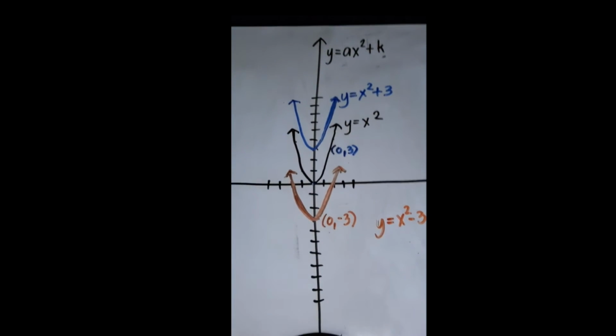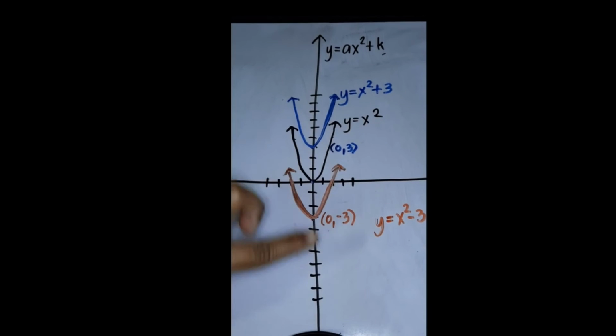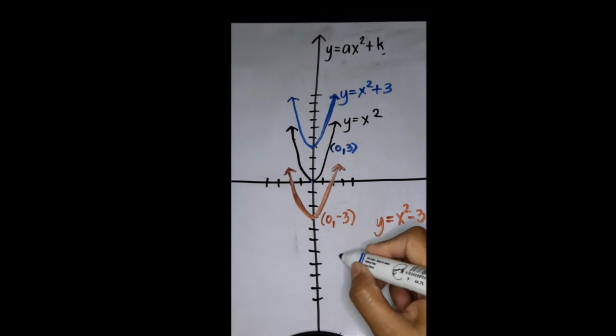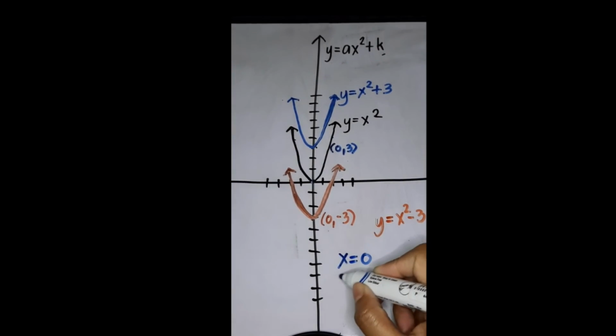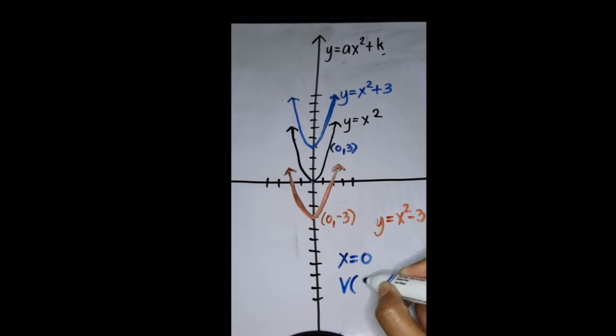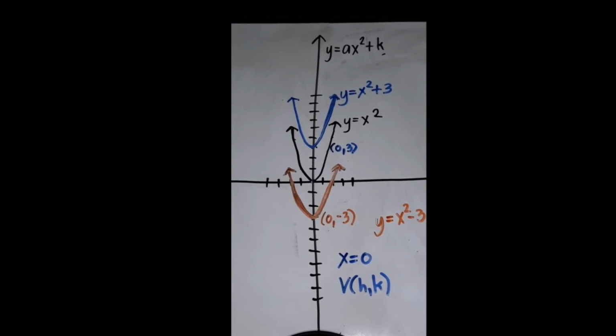Again, pareho pa rin yung line of symmetry natin. It is along the x-axis. Therefore, the graph or the equation rather of the axis of symmetry is x is equal to 0. Since our vertex, again, ang coordinate ng vertex natin is at HK. So, vertical movement lang tayo. Okay?